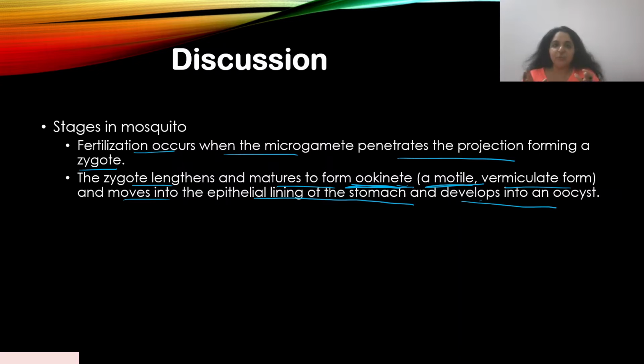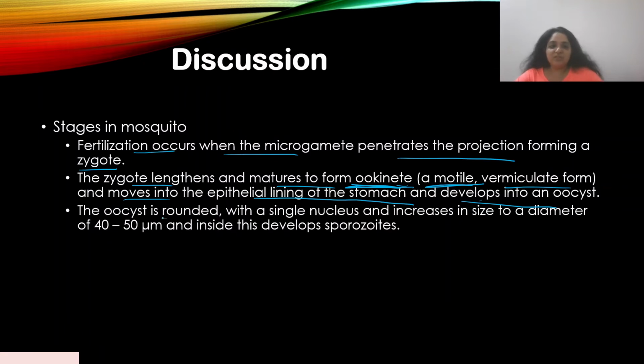So first we saw how the female and the male gametes have matured, being ready to perform the fertilization, and once the fertilization is performed, the ookinete develops from the zygote. It is actually a motile structure and moves into the epithelial lining of the stomach of the mosquito, which then develops into an oocyst, from ookinete into an oocyst.